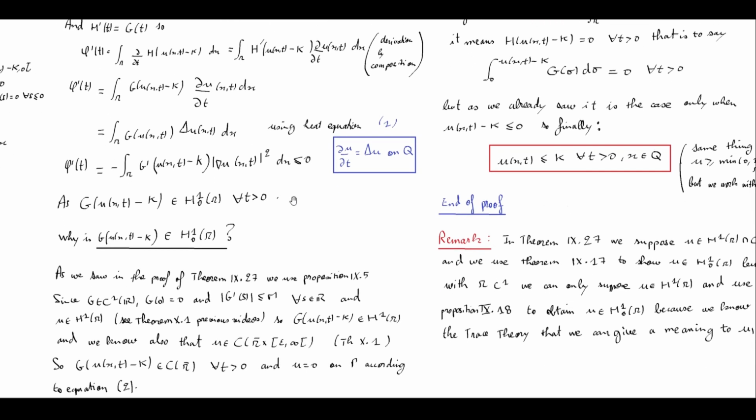times the absolute value of the gradient of u squared dx, and it is negative because here we integrate by parts, and g(u(x,t) - k) is in H^1_0 of omega for all t strictly positive. Why is g(u(x,t) - k) in H^1_0 of omega?